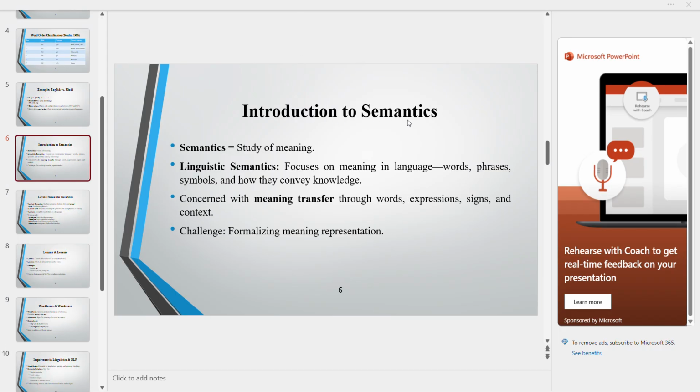Introduction to semantics. Semantics is the study of meaning in languages. Linguistic semantics focuses on meaning in languages, words, phrases, symbols, and how they convey knowledge. It means it focuses on how words, phrases, and sentences convey information. It is concerned with meaning transfer through words, expression, signs, and context. The main challenge here is formalizing meaning representation.